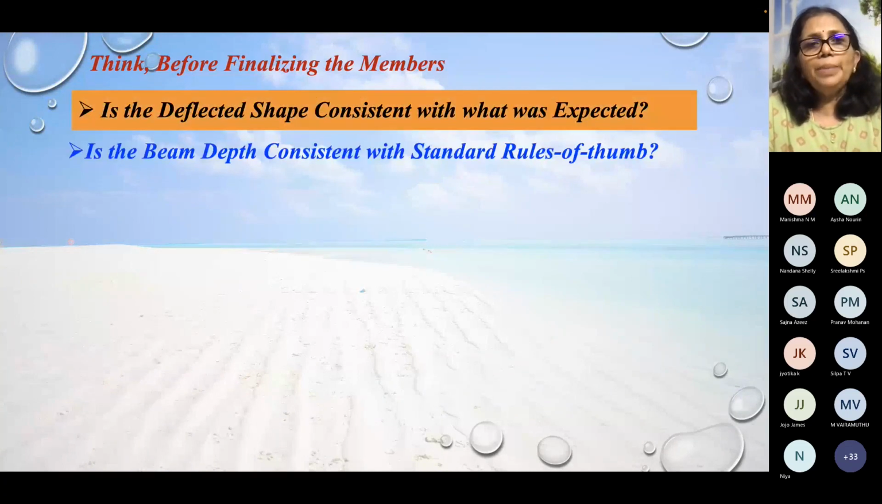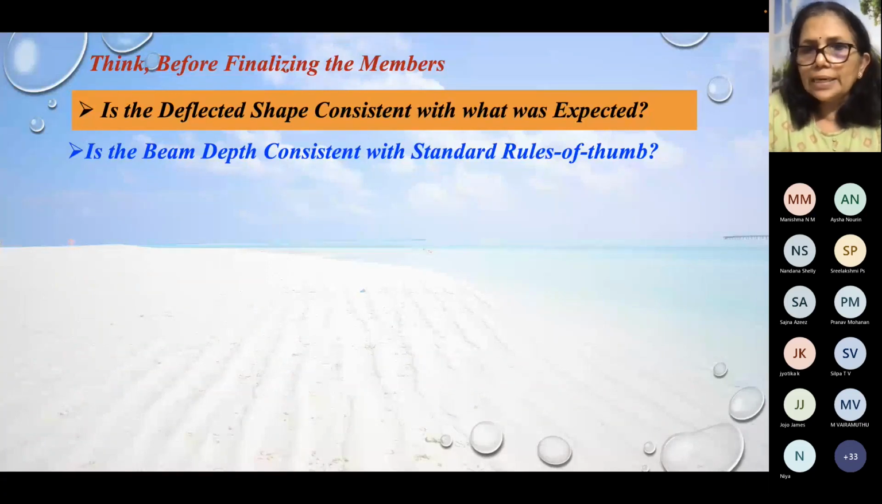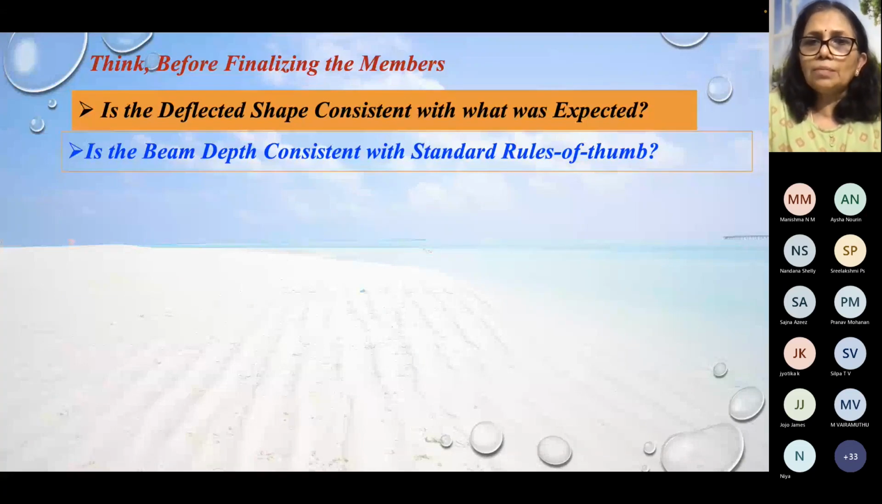And is the beam depth consistent with the standard rules of thumb? There are certain thumb rules which you will be studying in the current semester, like IS 456 gives some thumb rules, like if it is a simply supported beam, the depth should be L by 20. So such rules are available. Based on those thumb rules, check that the depth is consistent.